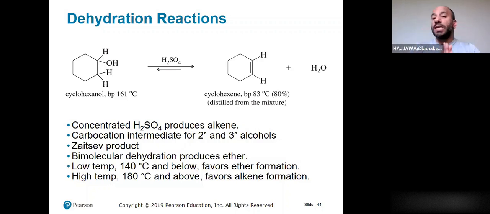Why? Because it's an E1 mechanism. And it's very important that we remember that the OH is a bad leaving group. So it's going to need to be activated, kicked off to give me a carbocation, which opens up the possibility for having 1,2 hydride shift or 1,2 methanide shift to end up basically eliminated next to give me the alkene.